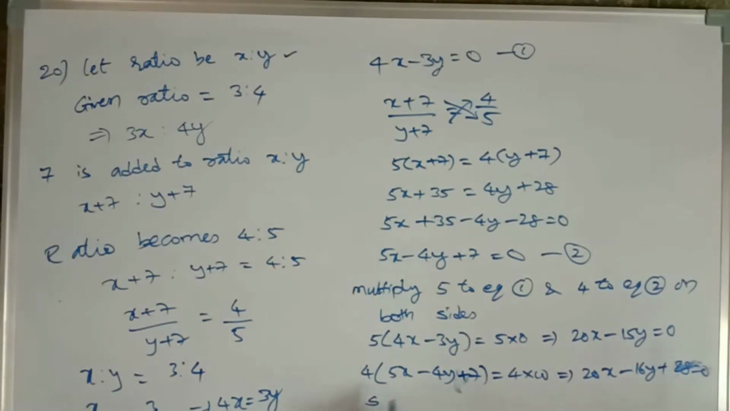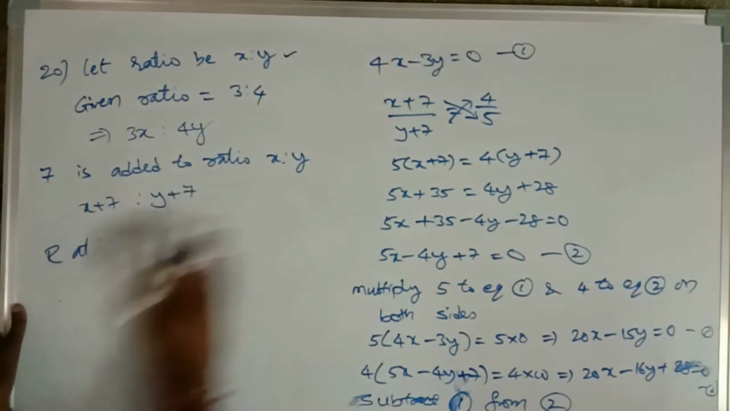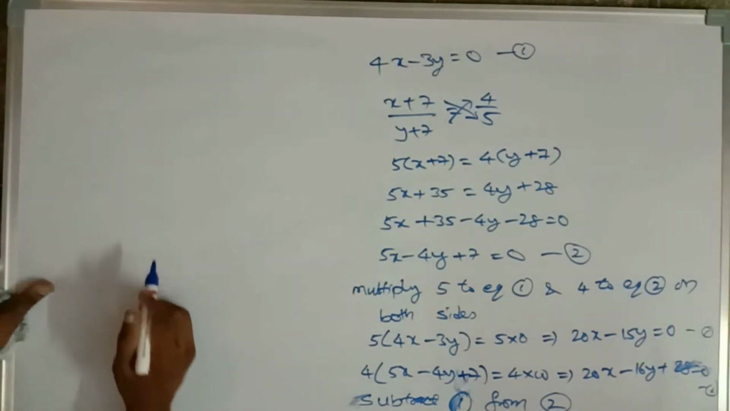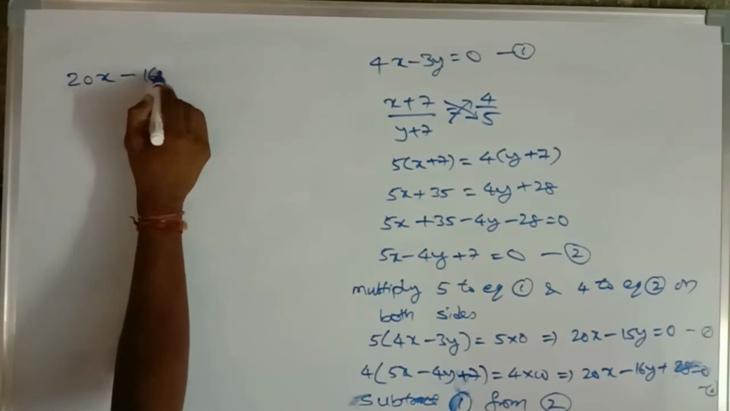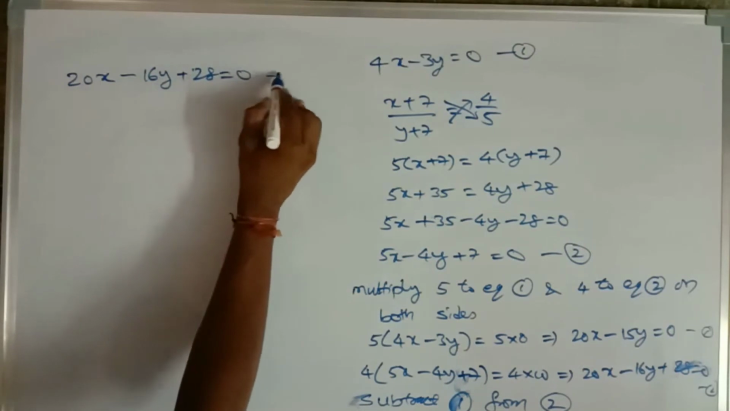Now solve, that is subtract 2 from 1. This is the first equation and this will be the second. Subtract equation 1 from 2. Equation 2 I am subtracting. So here I will get the value, that is the second equation is 20x minus 16y plus 28 is equal to 0. This is the second equation.